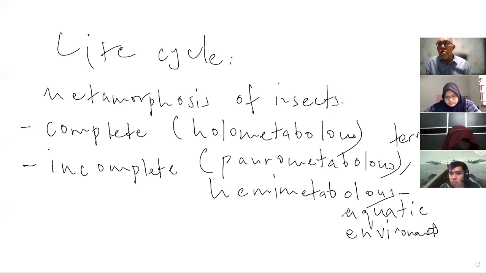Although they can be found in almost every environment, including in the hot water spring. Some insects can endure high temperature because they have a thick, waxy cuticle that allows them to withstand very high temperature. So basically, these are the two different types of metamorphosis, the complete and incomplete metamorphosis.